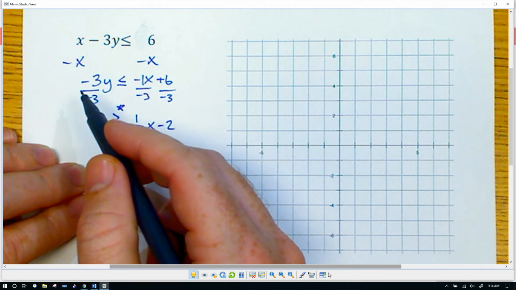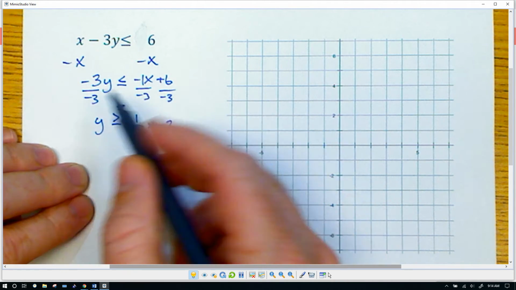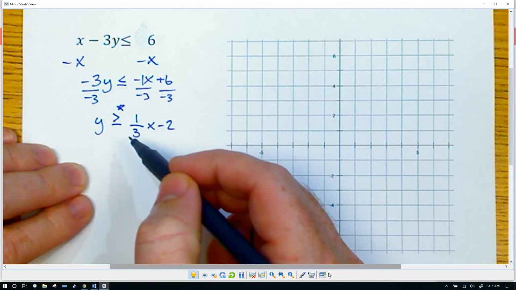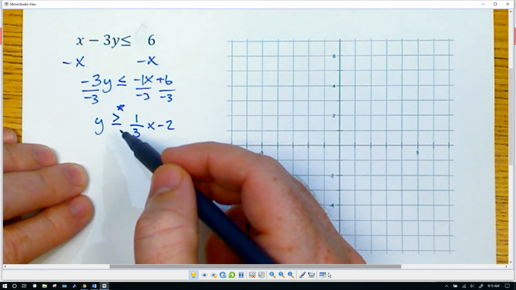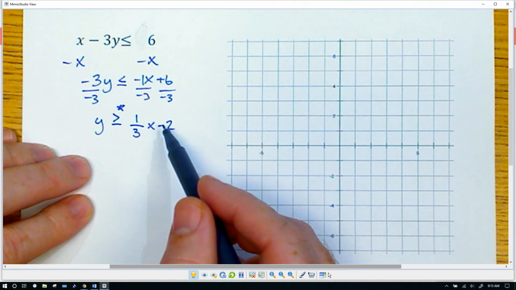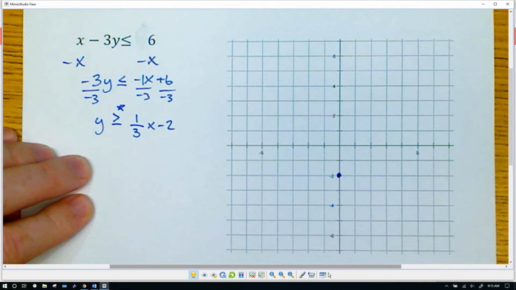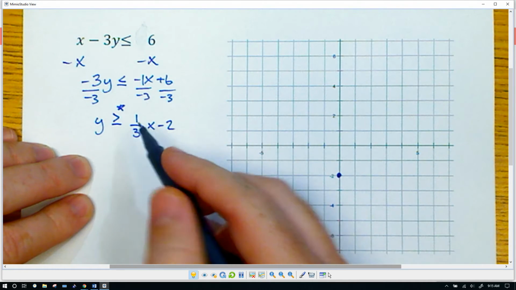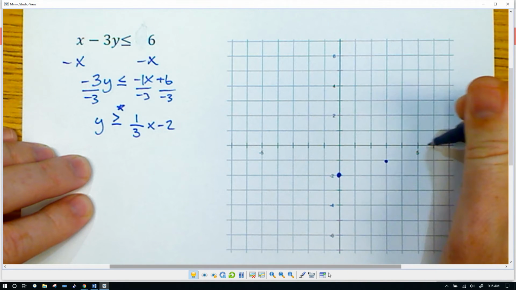Whenever you multiply or divide your inequality by a negative number, you need to switch the sign's direction. This is the only time that you have to do that. Okay, so what I'm going to do here is go down to -2. That's my y-intercept. Put my point there, and my slope is 1/3. So I'm going to go up 1 over 3, up 1 over 3, 1, 2, 3.